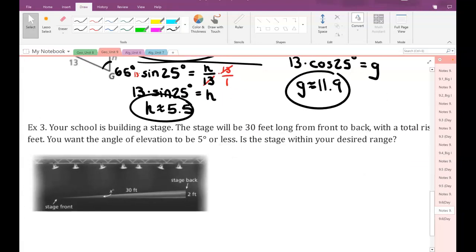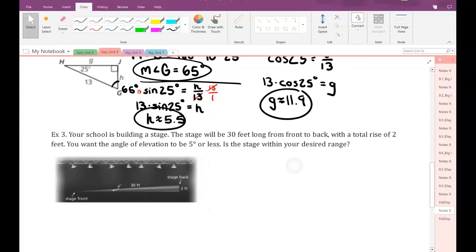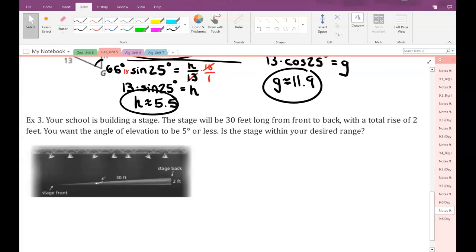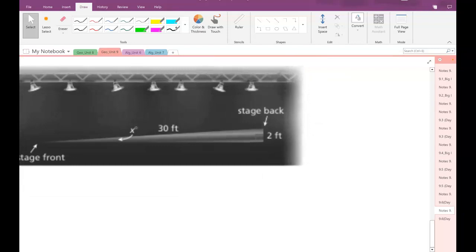It says our school is building a stage. The stage will be 30 feet long from the front to the back with a total rise of 2 feet. And we want our angle of elevation to be 5 degrees or less. Then we're going to say, okay, is our stage within our desired range? So on your paper, it's a little hard to see, but this is where our right angle is. And angle X is our angle of elevation, so how high we're going up. So that's what we're trying to find. So we're looking at this angle X here. From this angle, I'm given my opposite side, and this 30 feet is our hypotenuse.